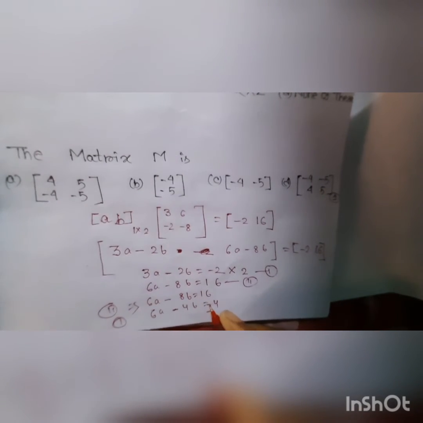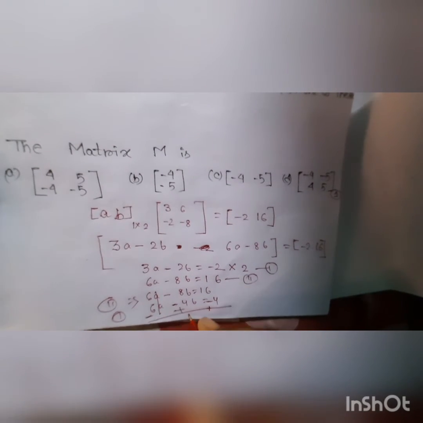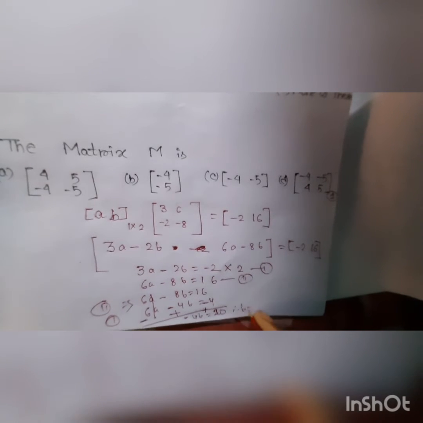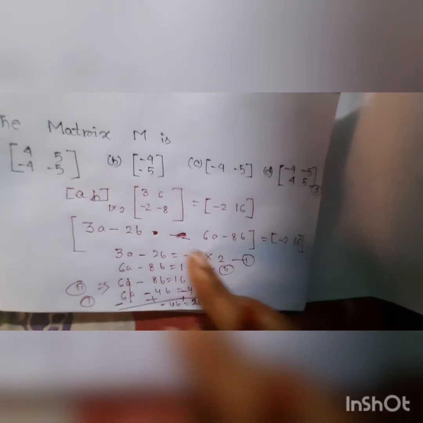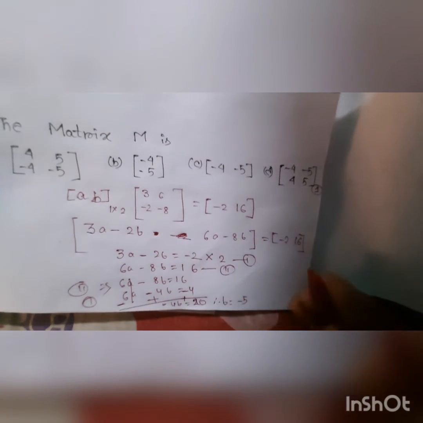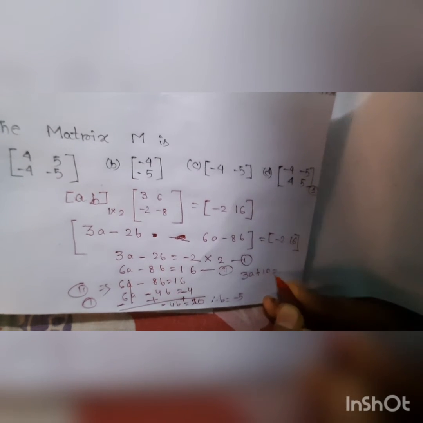Now subtract these equations. Here minus is present, so you take plus, and here plus is present, so you take minus. Now when you cancel this, you get minus 4b, and when you add 4 and 16 you get 20. So minus 4b equal to 20, therefore b equal to minus 5. Now put this b in any equation. You can put it in equation 1. When you put b as minus 5, 3a minus 2 times minus 5, that is plus 10, equal to minus 2.